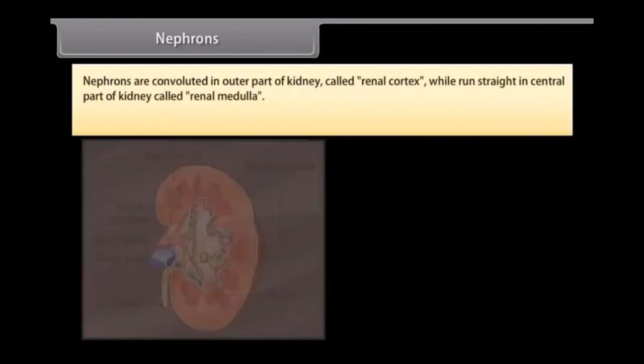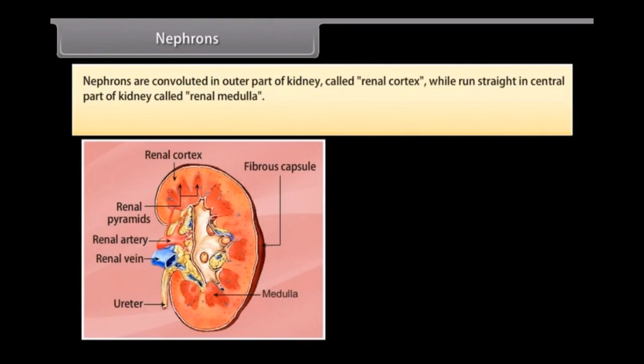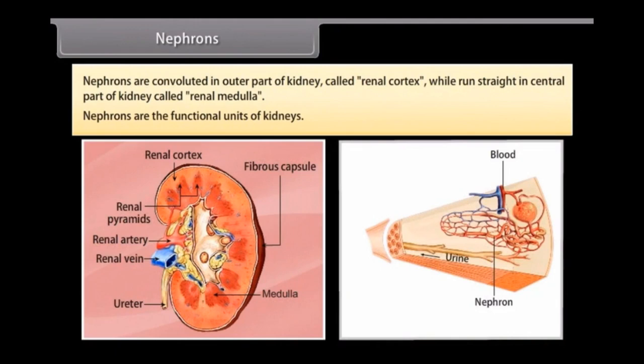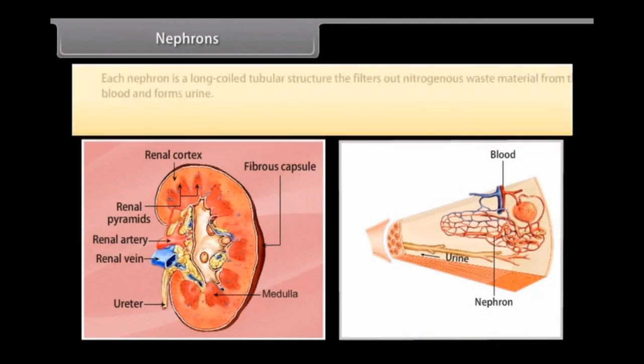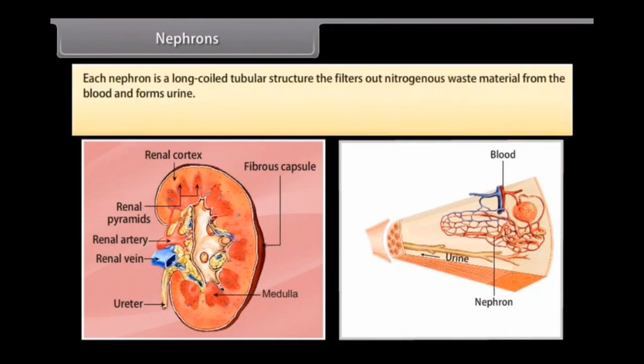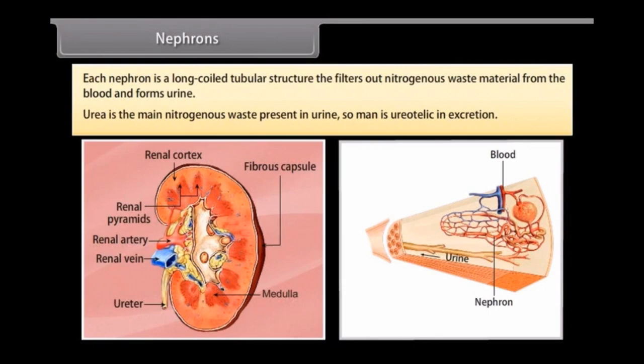Nephrons. Nephrons are convoluted in the outer part of the kidney called renal cortex, while running straight in the central part of the kidney called renal medulla. Nephrons are the functional units of kidneys. Each nephron is a long-coiled tubular structure that filters out nitrogenous waste material from the blood and forms urine. Urea is the main nitrogenous waste present in urine, so man is ureotelic in excretion.